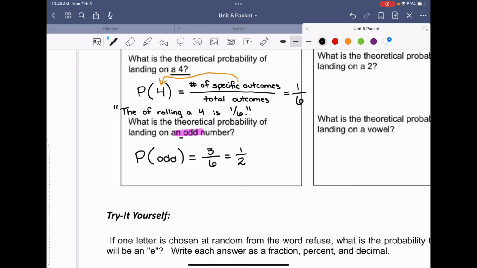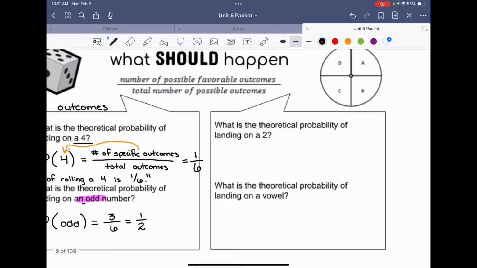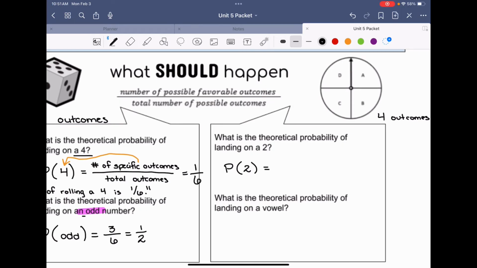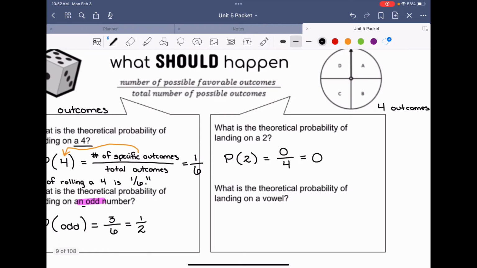Right, let's try this with a spinner now. So this time it's asking, what is the theoretical probability of landing on a 2? Well, if I look at the spinner, there are a total of 4 outcomes. So I'm going to say probability of landing on my 2 equals, is there a 2 on the spinner? No. So it's 0 out of the total amount of options I have, which is 4. So 0 out of 4. So probability is 0.